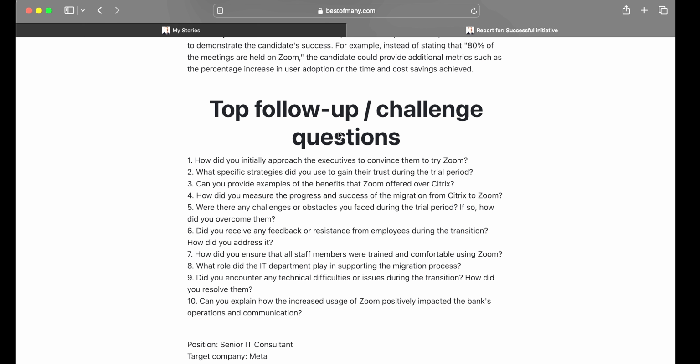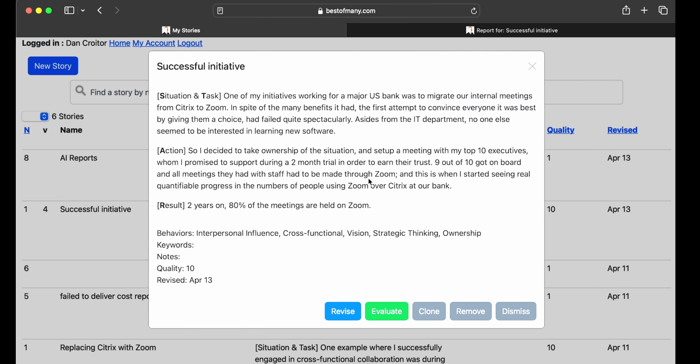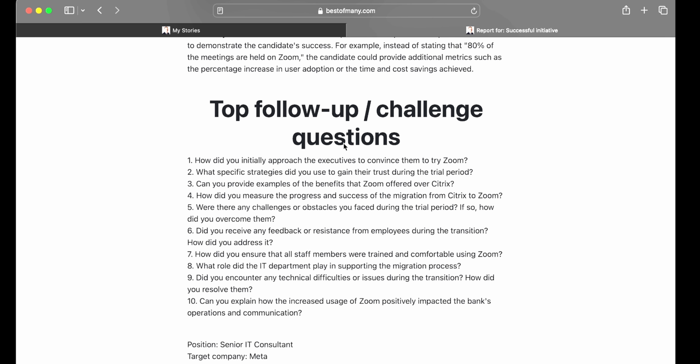And the last section would be top follow-up and challenge questions. How did you initially approach the executives to convince them to try Zoom? This is something which isn't mentioned. And set up a meeting with my top 10 executives. But how did that meeting go? What did you say in that meeting? What was key there for success? What specific strategies did you use to gain their trust using the trial period? Can you provide some examples of the benefits that Zoom offers over Citrix? So, perfectly plausible follow-up or challenge questions for a job interview.